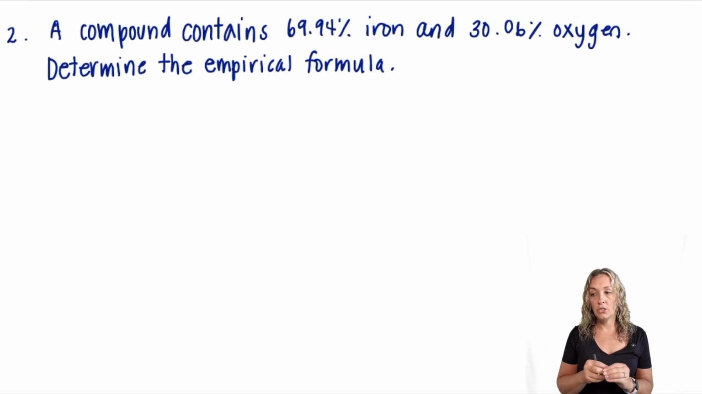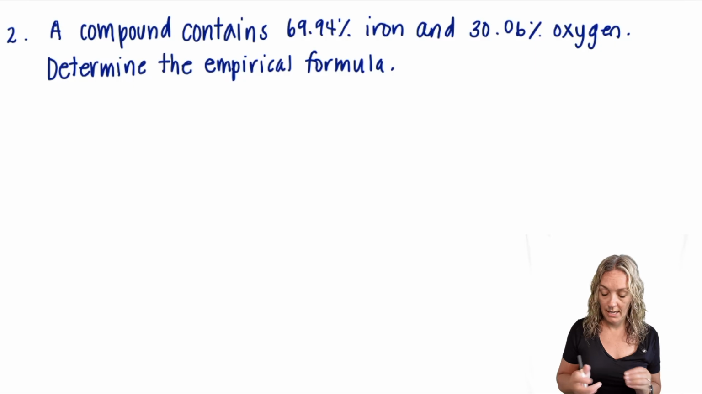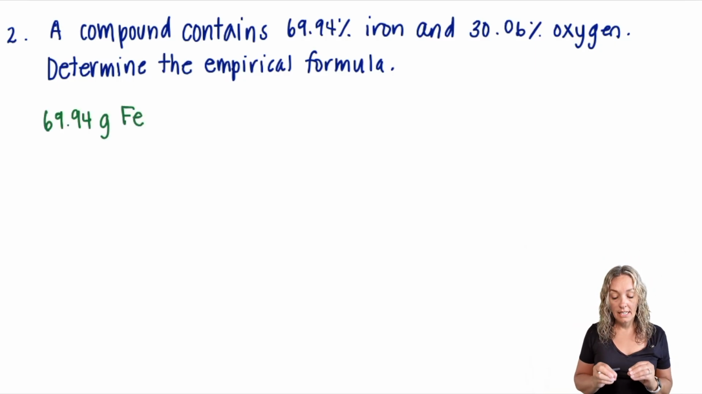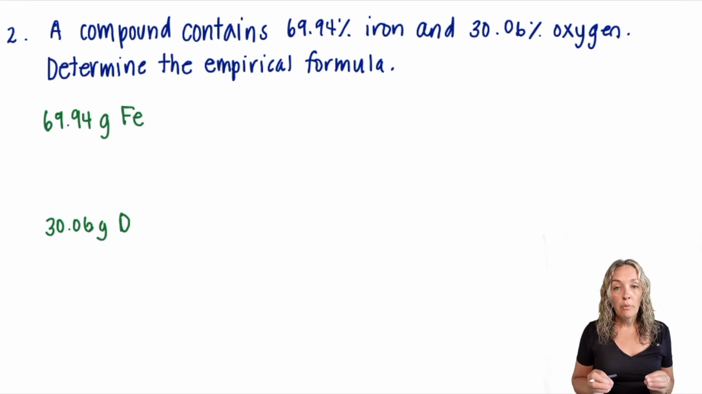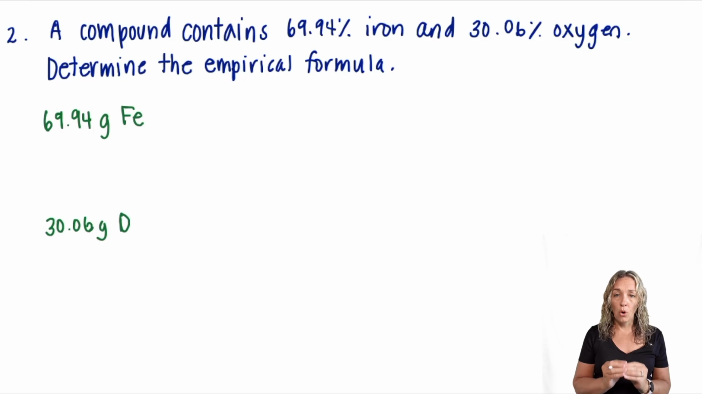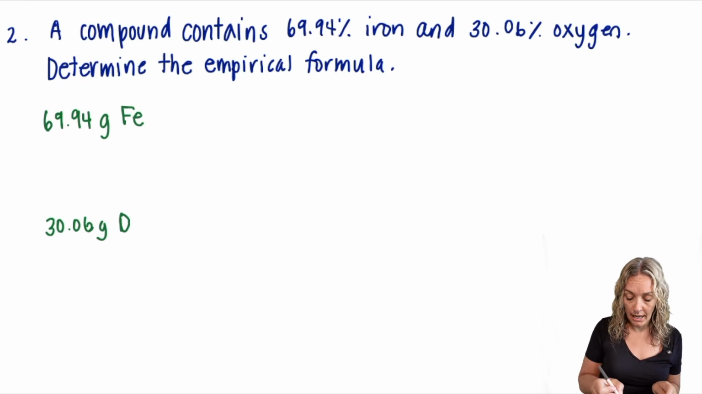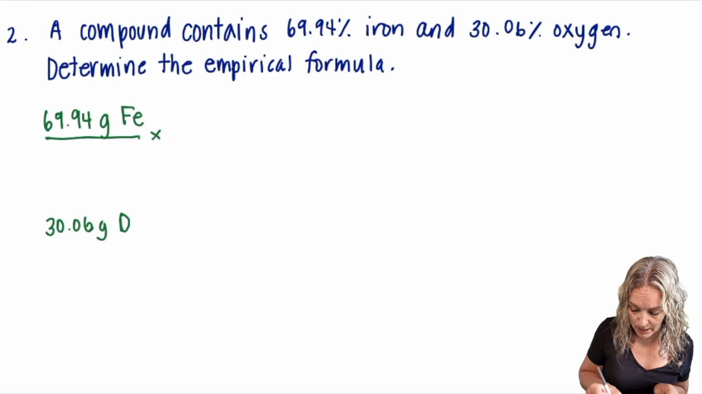The easiest way to do that is to assume that you have a 100-gram sample anytime you have a percent. That means that I would have 69.94 grams of iron out of a 100-gram sample. Likewise, I would have 30.06 grams of oxygen out of a 100-gram sample. All right, so remember that whenever we are writing formulas, empirical or molecular, the formulas need to be in ratios in the units of moles.